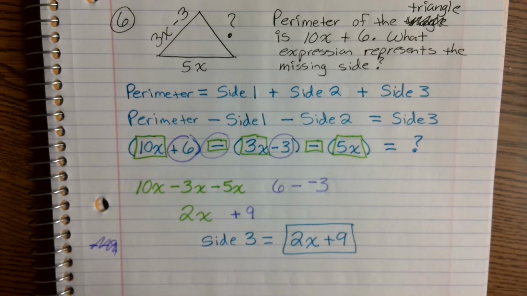Well, they would need to give you 2 of the sides in order for you to be able to do the third. Or they'd have to give you information like, oh, it's an equilateral triangle, meaning that all 3 of them are the same.